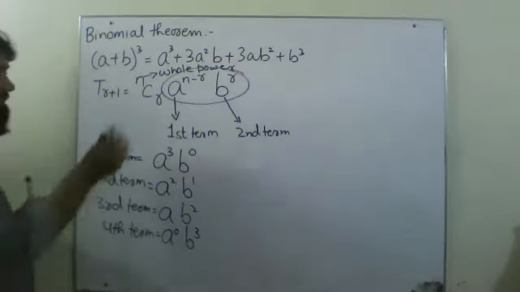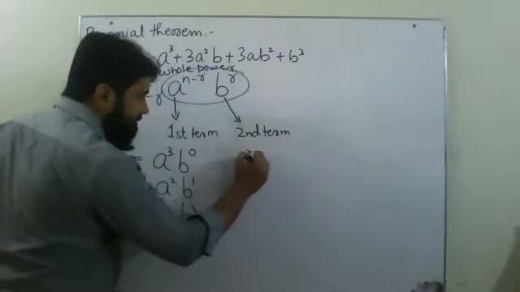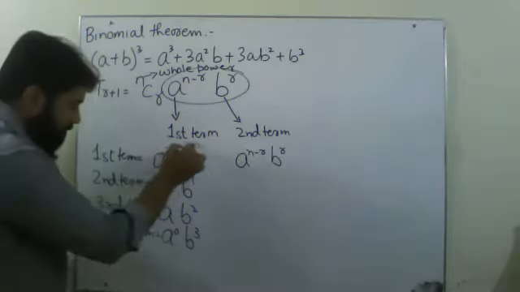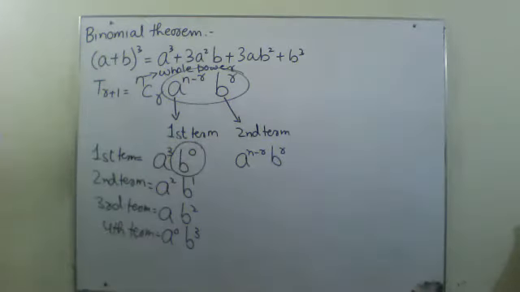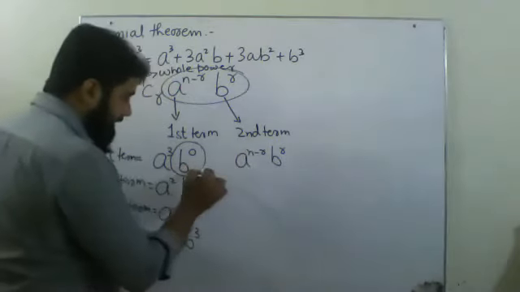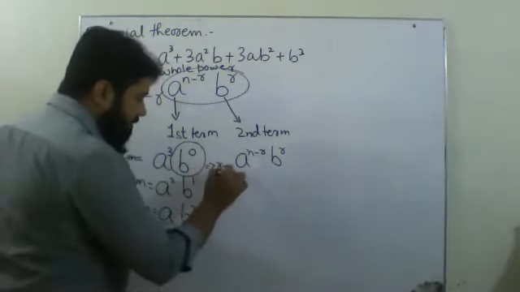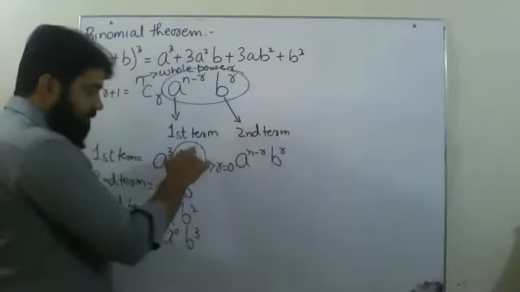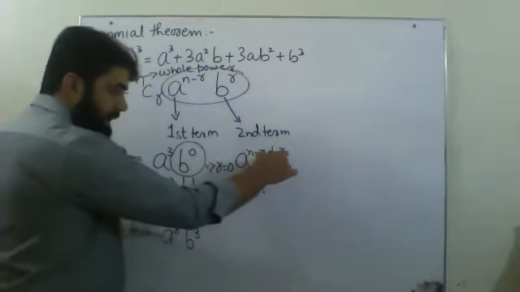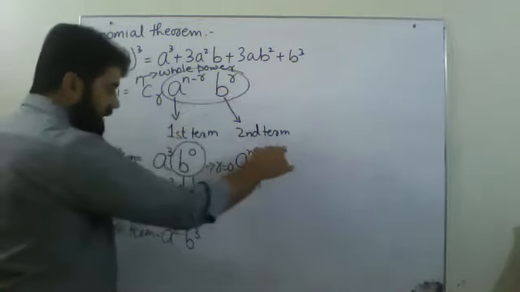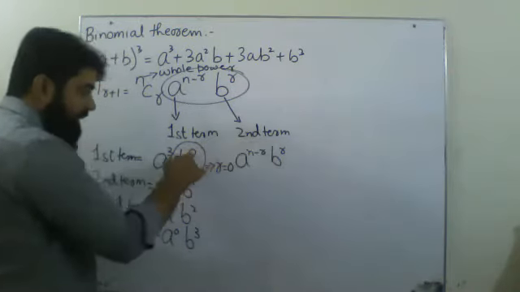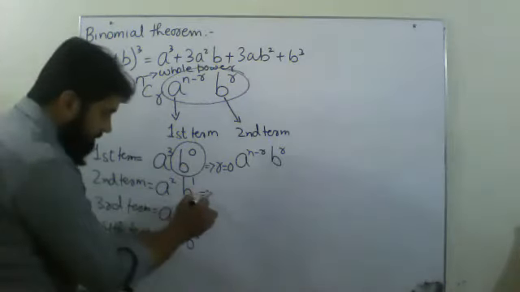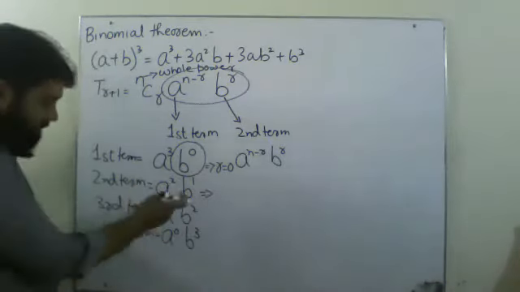Now, if I compare it with a to the power n minus r, b to the power r, see, what's b over here? B to the power 0. So in this term, the value of r equals 0, because b to the power r is the part of the formula. B to the power r and b to the power 0 means r equals 0 in this one. Okay, let's talk about the next one.